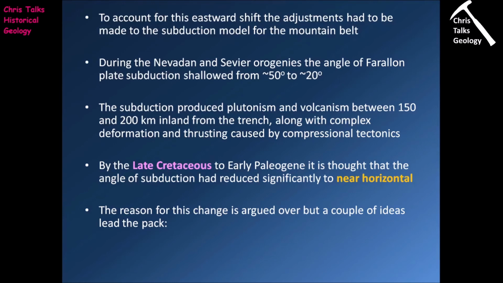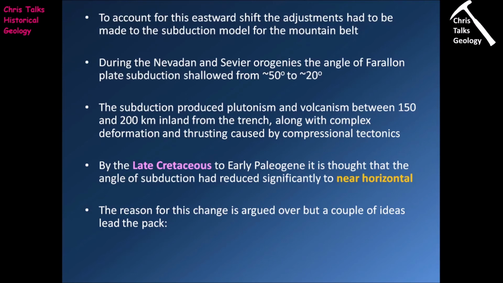So the subduction produced plutonism and volcanism between 150 and 200 kilometers inland. If you remember, the subducting oceanic crust will go down into the mantle until it reaches a depth of approximately 150 kilometers. This is the point where the oceanic crust will dewater. That water goes into the overlying mantle, and essentially it melts it through hydration melting. So the mantle melts, producing a mafic magma.